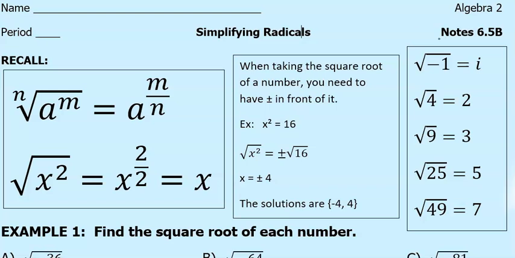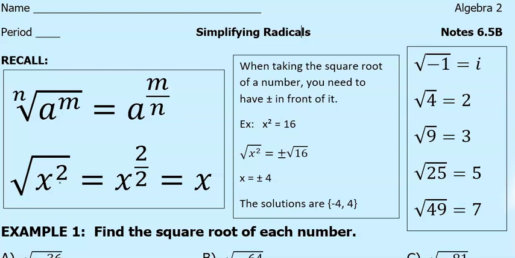Note 6.5b, simplify radicals. Recall the rational exponents property from your law of exponents. The nth root of a to the m power is a to the m over n power.